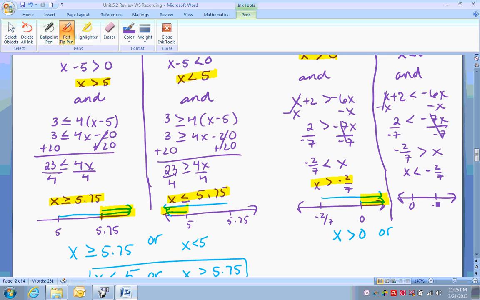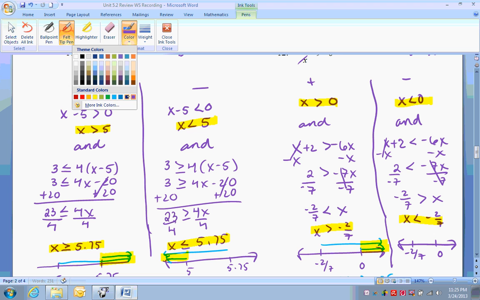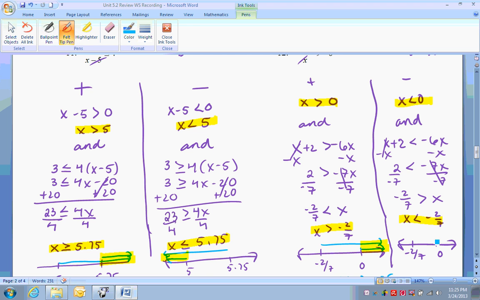With 0 and negative 2 over 7. Oh, I did it again. And then we need to shade what we had highlighted, this piece of information, and x must be less than 0. And if x must be less than 0 and x must be less than negative 2 over 7, then we know that x must be less than negative 2 over 7.